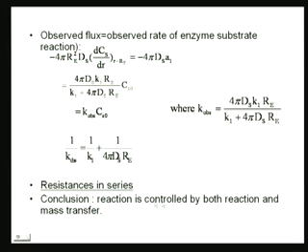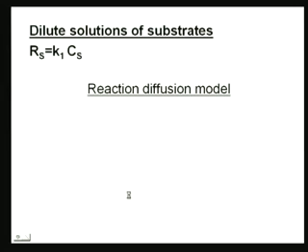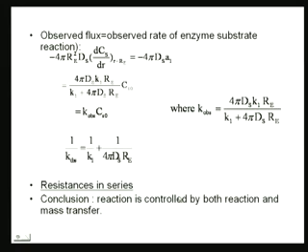Now, this is reaction controlled. So, this is an intermediate. Let me go back to that slide. The observed rate of reaction we decided could be the same as the intrinsic rate of reaction if the system is reaction limited, could be the same as the rate of diffusional transport if the system is diffusion limited, and could be intermediate, depending on both reaction rate and diffusion rate, if it is in the intermediate regime. For this particular case, it is in the intermediate regime, and as a result the observed reaction is controlled both by the intrinsic reaction and the mass transfer, and the total resistance in the system is a combination of these two resistances.